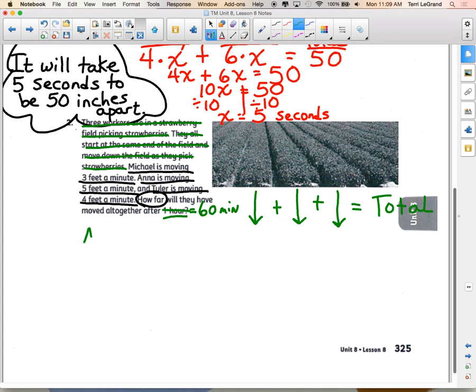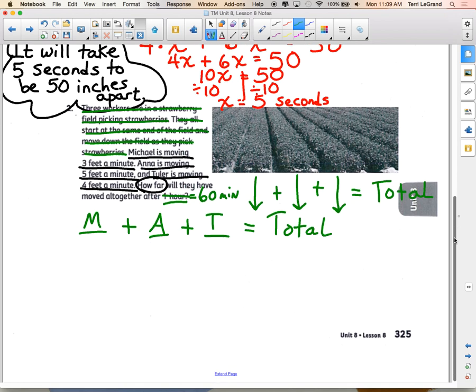Okay, so let's give them just their initials. M for Michael, plus A for Anna, plus T for Tyler, because they all start with different letters, so that's good. Equals total. Okay, well, we can't start setting up our equation yet, though, can we? What do we need to do? Write down our rate, feet per minute.